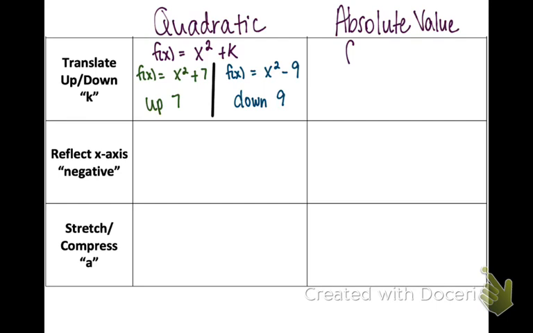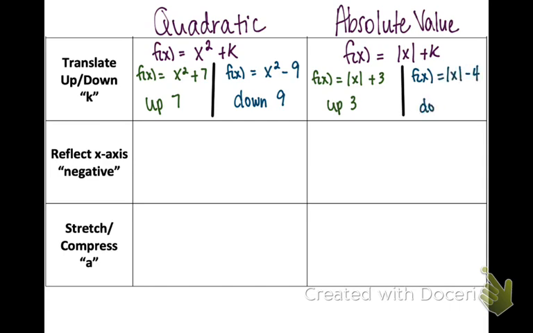For our absolute value, same idea going on. Outside of the absolute value, we have our k. So if we have absolute value of x plus 3, that's up 3. Or absolute value of x minus 4, that's down 4. Next, we have reflection across the x-axis. With this one, we're just putting a negative out front of our equation.